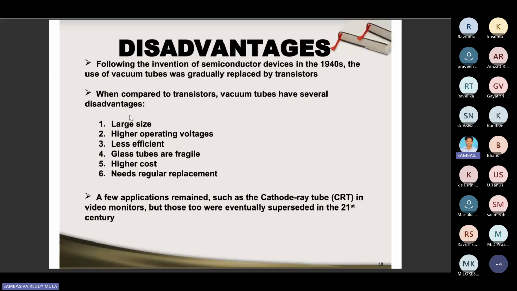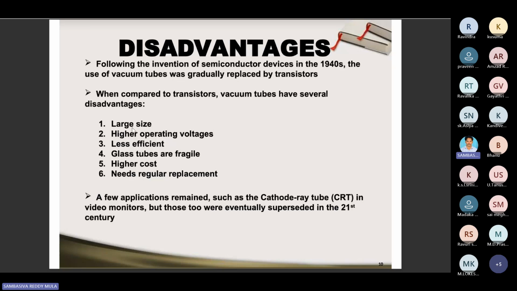So after the invention of transistors, semiconductor devices were invented in the 1940s. The use of vacuum tubes was gradually replaced by transistors. So when compared to transistors, vacuum tubes have several drawbacks.